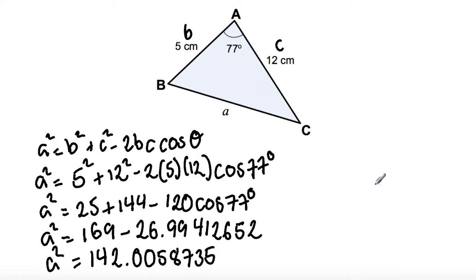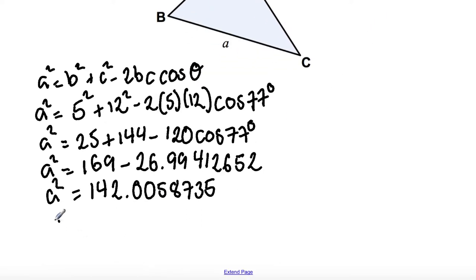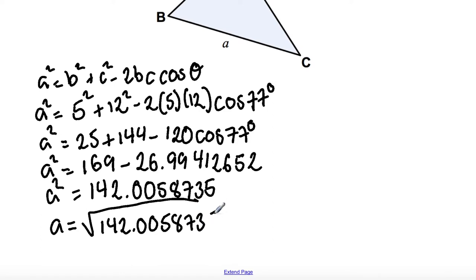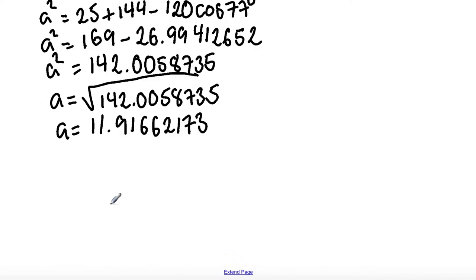142.0058735. Now to find the value of A, we need to square root both sides. So A is equal to the square root of 142.0058735. Therefore A is equal to 11.9162173. I'm going to round it to one decimal place. So therefore A is equal to 11.9 to 1 d.p.